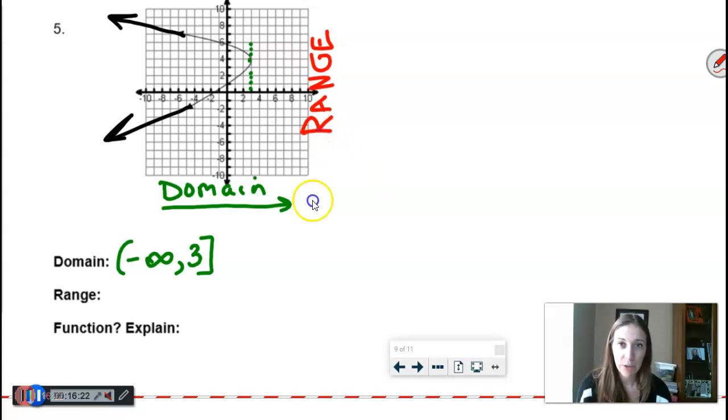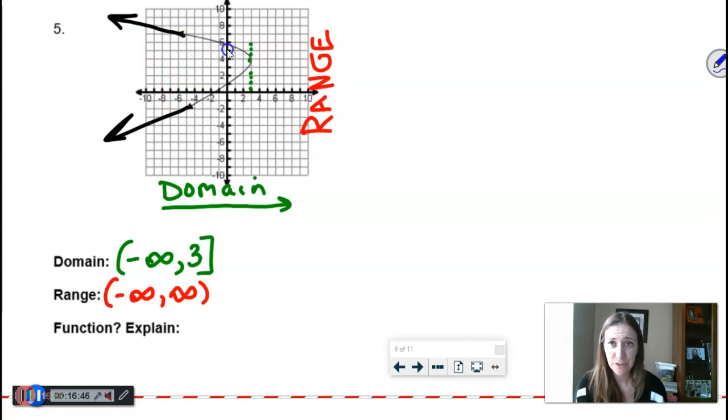Range. How low does it go? And if you think about this arrow, it goes down forever. And then how high does it go? Well, think about that arrow. It goes up forever. So I wouldn't be able to cap off my range anywhere. So my range goes from negative infinity to positive infinity. It has to be in that order. Domain and range, any interval, always goes from least to greatest. So either left to right or low to high.